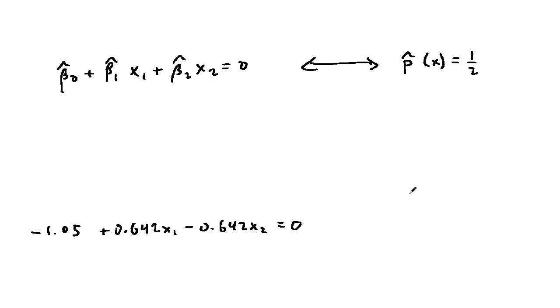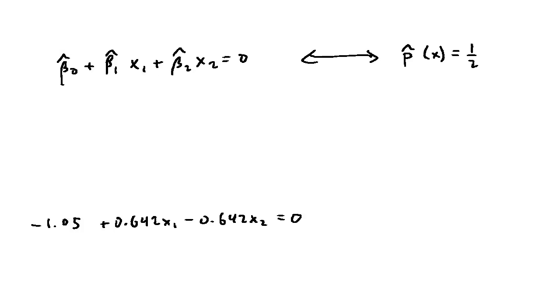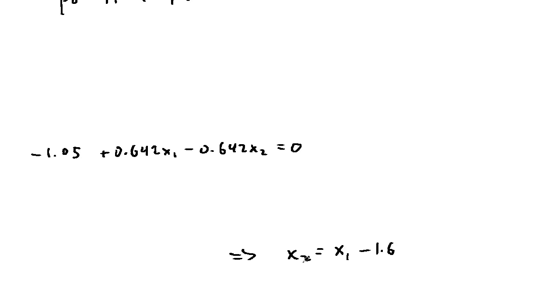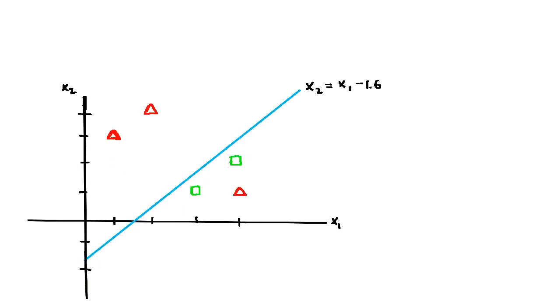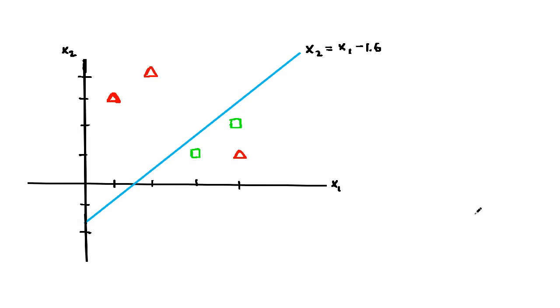In this example, the decision boundary is given by this. And that's just the line x2 equals x1 minus 1.6. Here is what it looks like with the data points. So here's our line, x2 equals x1 minus 1.6, and our data points, the red triangles, and the two green squares.